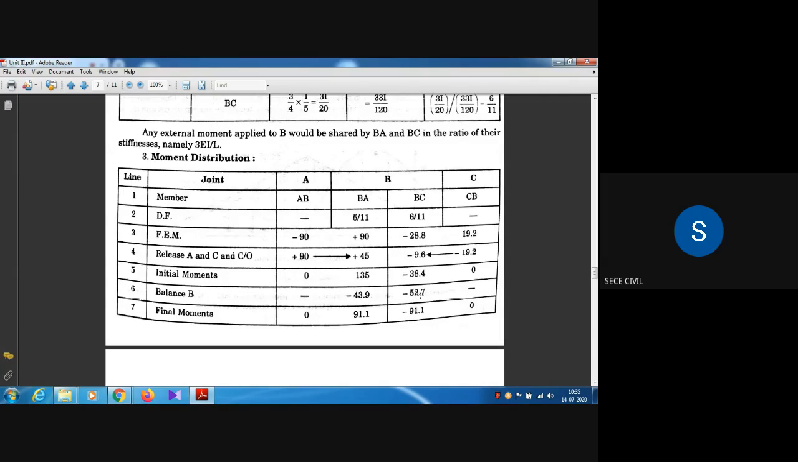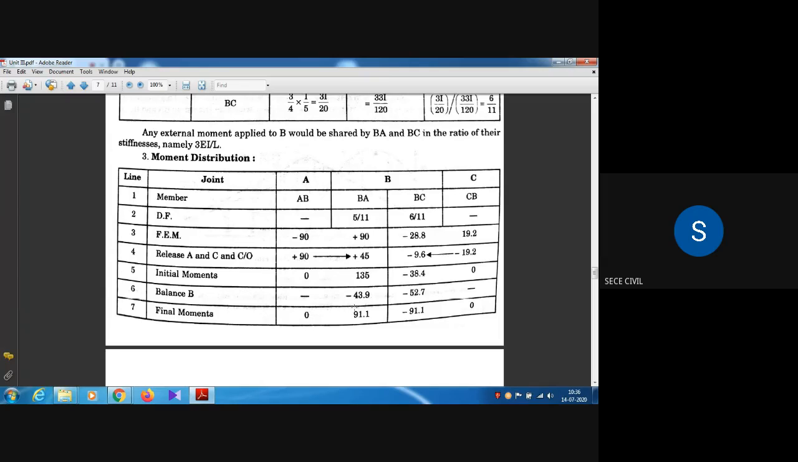So we are additionally applying a moment at joint BA and joint BC. We are applying an anti-clockwise moment at BA for making joint B a balanced one. Similarly, we are applying an anti-clockwise moment of 52.7 in member BC, to make joint B a balanced one. If we apply a moment additionally, what do we have to do? We have to do carryover. If the far end is fixed, we have to do carryover.